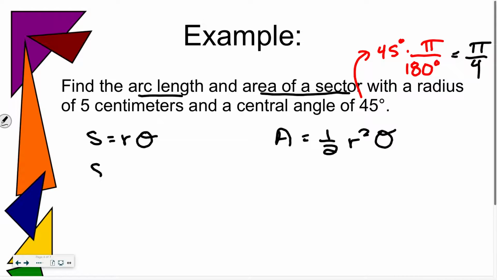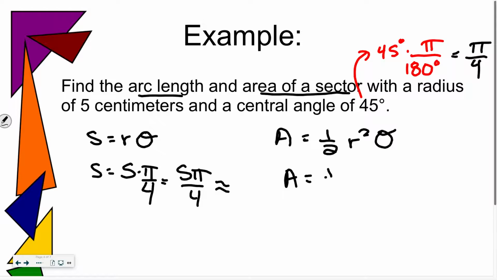Okay, so now I'm ready. S equals 5 times pi over 4. Area equals 1/2 times 5 squared times pi over 4. I know that's going to be what? 25 pi over 8.